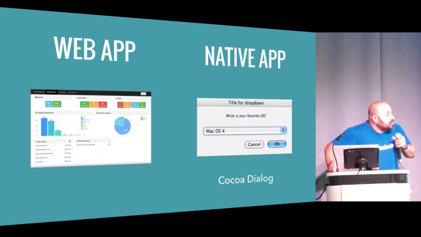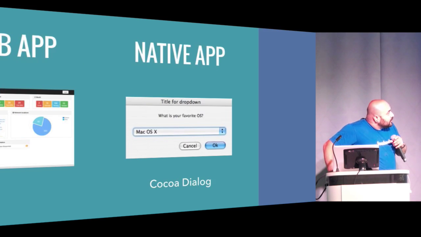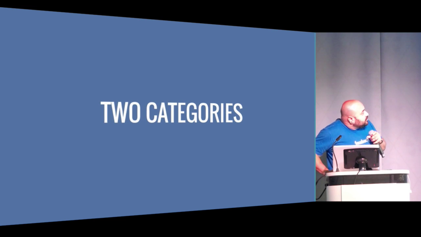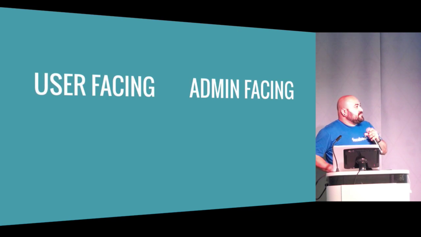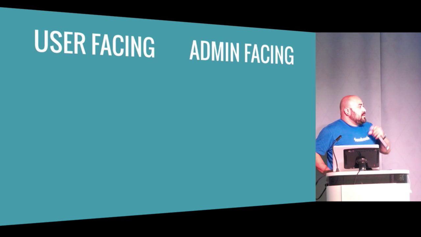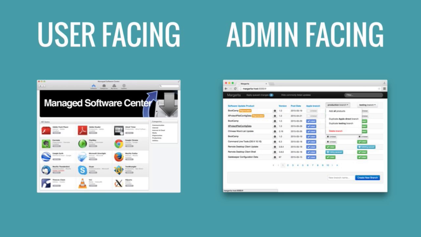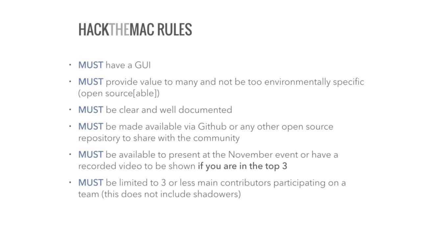Or other projects that are already out there that weren't part of the hackathon, like Cocoa Dialogue and many others. The two categories are user-facing and admin-facing, in web and native. User-facing, like Managed Software Center or Monkey, and admin-facing, like Margarita by Jesse, and Munki by Greg Nagel. Here are some of the rules and breakdowns.